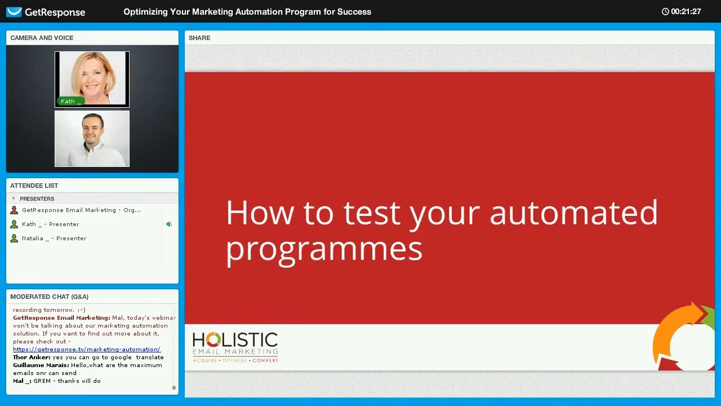So, how to test your automated programs. What we just looked at, in a nutshell, is how we're going to be implementing it within the actual system and how we're going to be putting that together. But there still is the whole theory on actually testing. That's where I think a lot of people go astray, because we talk a lot about testing, but no one really says how you do it. And that's why we have a lot of ad hoc testing campaigns going out.